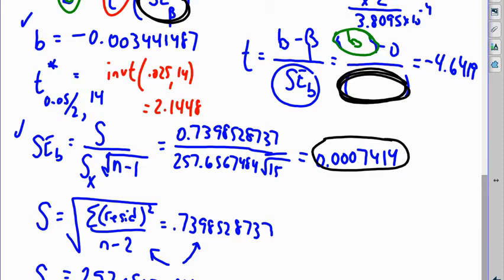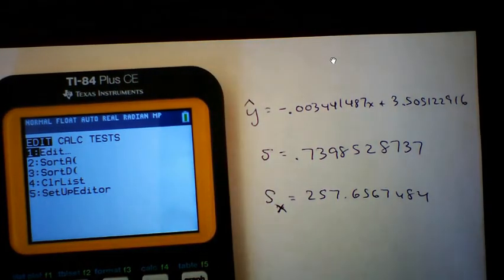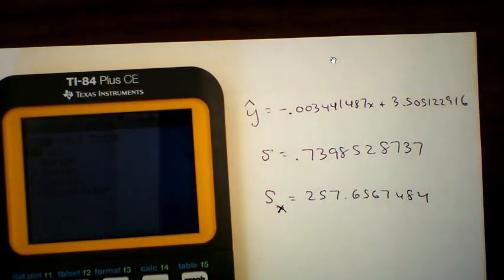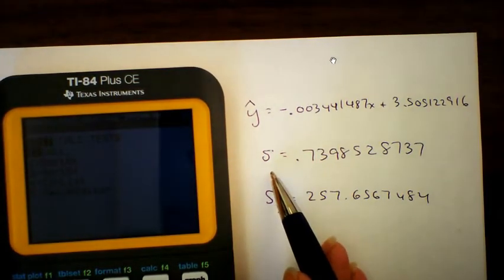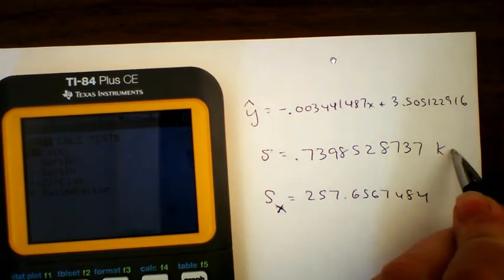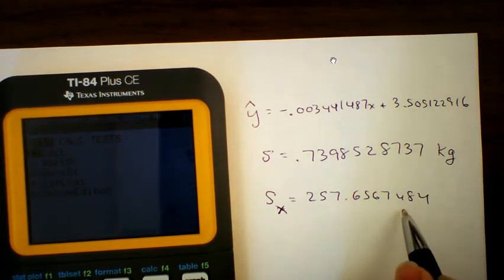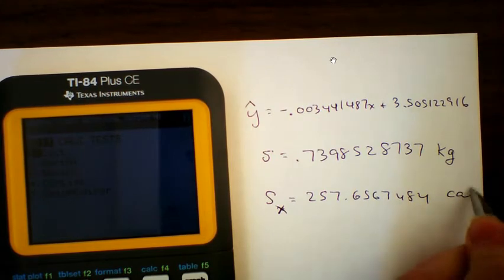So now let me show you how I would have done this on the calculator to get this information. And of course, you would write your conclusions for both of these, but I'm just showing you with calculator use how to do this. Just to remind us that this was the equation that we got. This is our standard error of our residuals, which I was kind of lazy in my units. That would be kilograms because it should match y. And this is my standard deviation of x, which of course should match the x units.